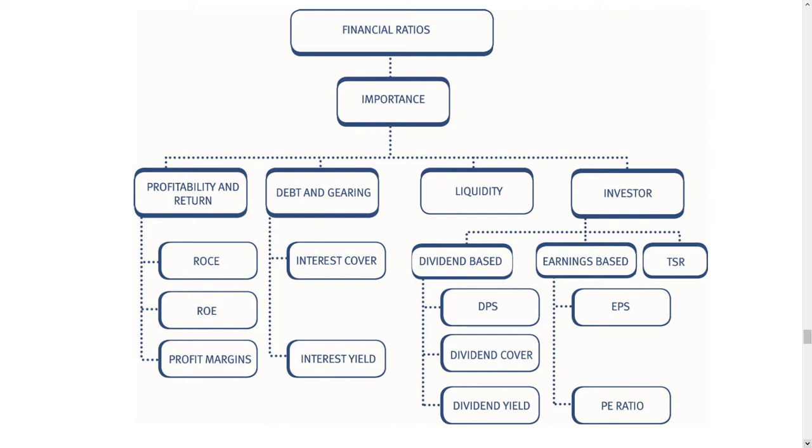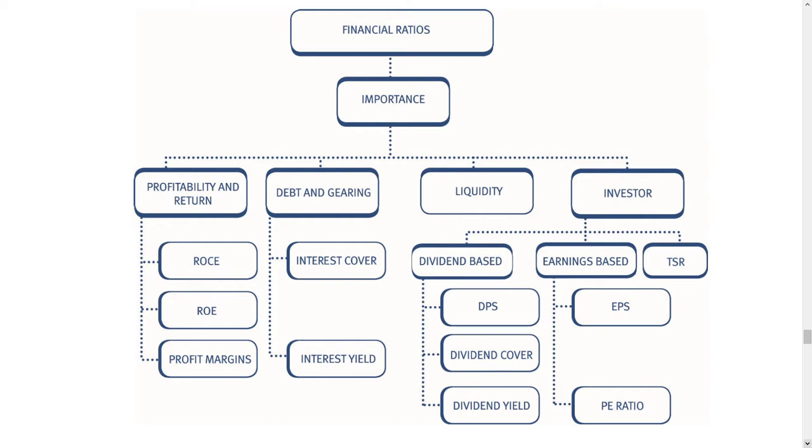So we have four different branches: profitability and return, debt and gearing, liquidity, and investor. Just go across when I'm reading. First we are going to deal with profitability and return. As the word profitability suggests, it talks about your profits, how much profit you are making. Under profitability and return, the first branch, we have three ratios. In fact, we have four ratios, right?